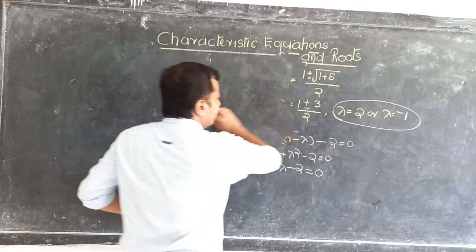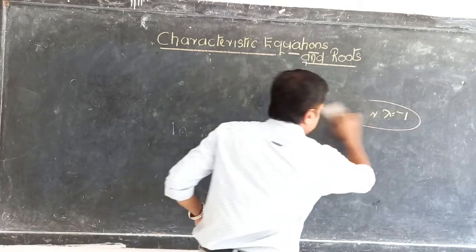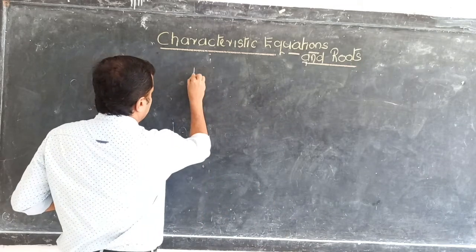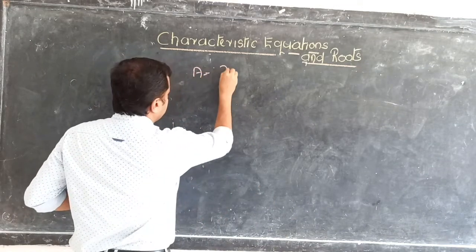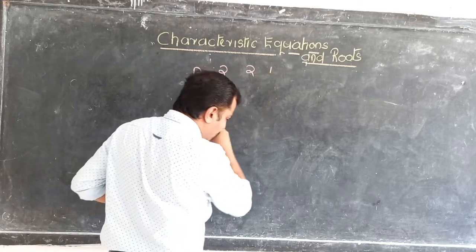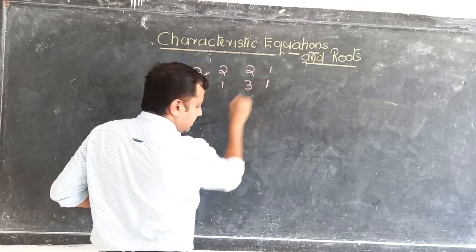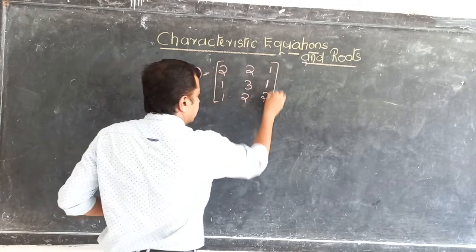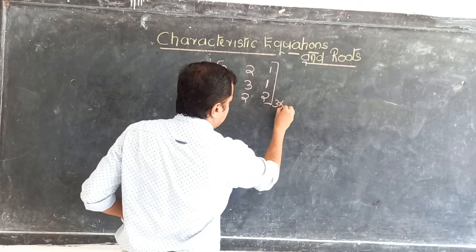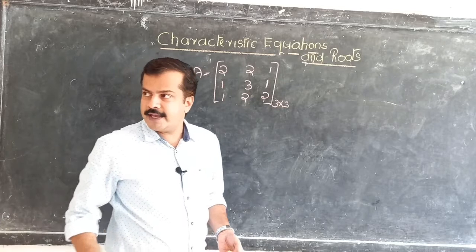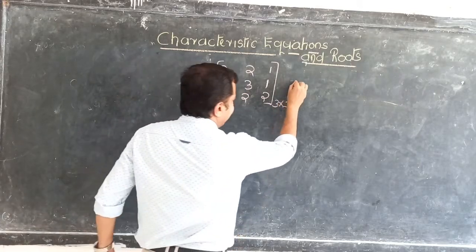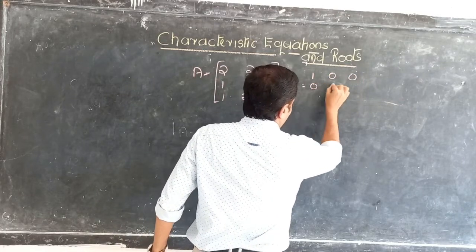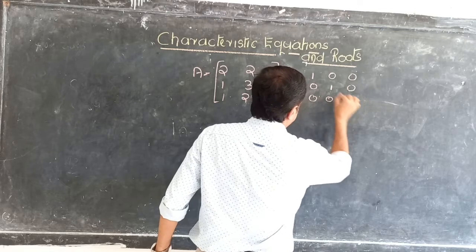Let us just extend this analysis to a 3 by 3 case. A 3 by 3 matrix, very similar thing. Let me have a 3 by 3 matrix of the form, say A equals 2, 2, 1, 1, 3, 1, and as well as 1, 2, 2. Let us say this is our matrix of coefficients. We have a 3 by 3 square matrix, and we will extend our analysis for an identity matrix I equals 1, 0, 0, 0, 1, 0, 0, 0, 1.